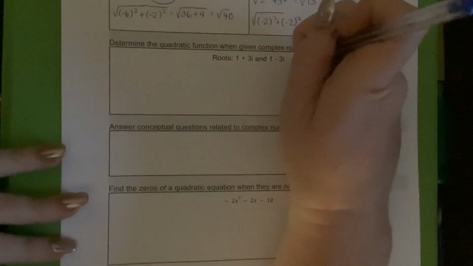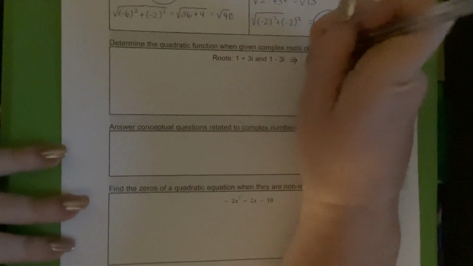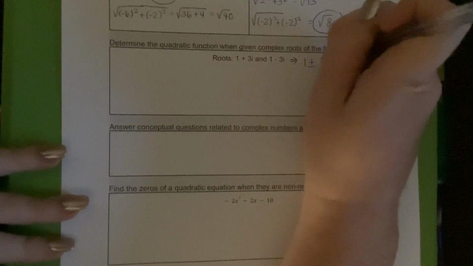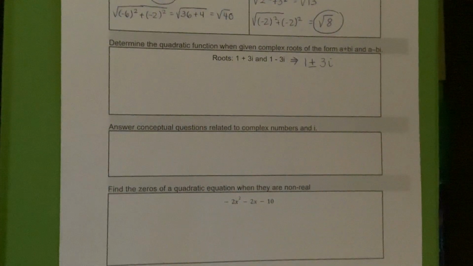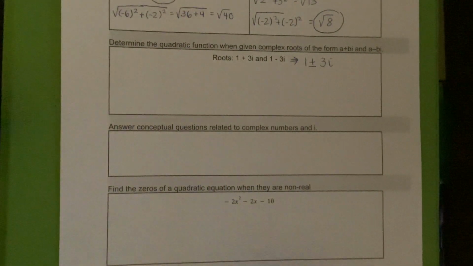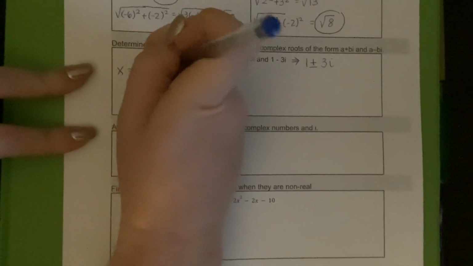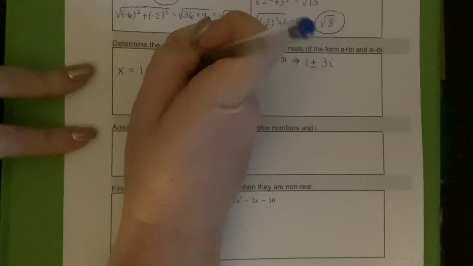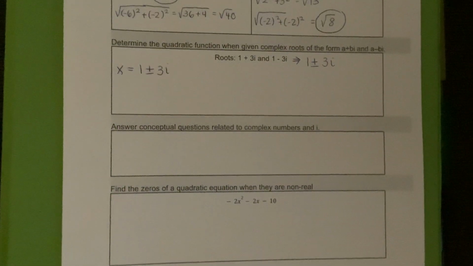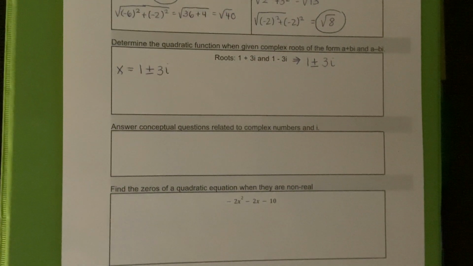So this is the same thing as 1 plus or minus 3i. We can agree to that, right? 1 plus 3i, 1 minus 3i, 1 plus or minus 3i. So if we set that equal to x, because this is a solution, our goal is to now create a quadratic equation. That means in your quadratic equations, you do not have i's.